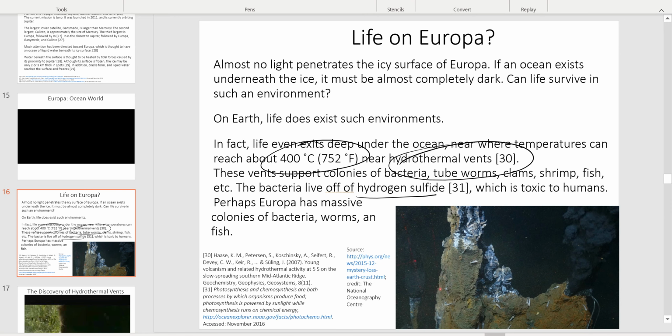And this can serve as a template for thinking about life on Europa. Perhaps there are hydrothermal vents at the bottom of this ocean on Europa, and perhaps there are life forms, maybe even somewhat similar to what we have on Earth. On Earth, we have bacteria, worms, fish near these hydrothermal vents.